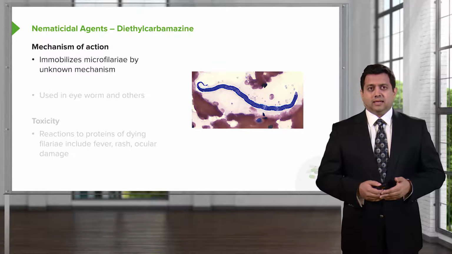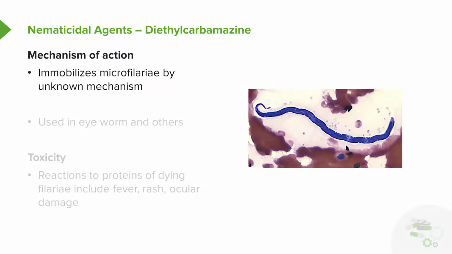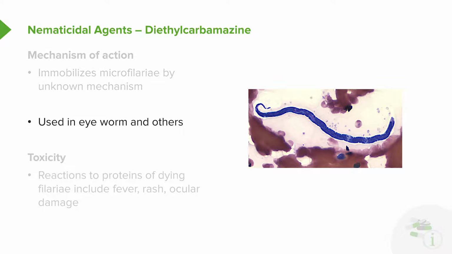Diethylcarbamazine is quite an interesting drug. We actually use it to immobilize the microfilariae by an unknown mechanism, and it's used in eyeworm. So this is actually an image of an eyeworm. You can actually see them in the sclera, in the iris of a patient. It looks like a white line, and it actually moves around. It's actually quite a horrific thing to see if you've ever seen it live.